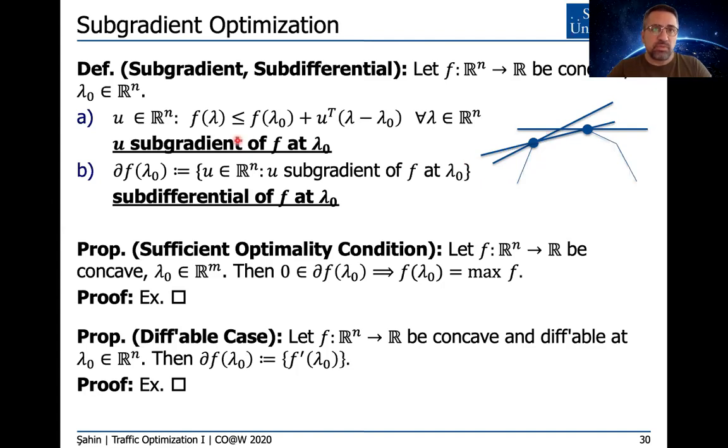Similarly to differentiable optimization, we have that the maximum is where 0 is contained in the subdifferential. If the function is differentiable here, there is only one linearization that is provided by the derivative. Hence, the subdifferential contains only the derivative.